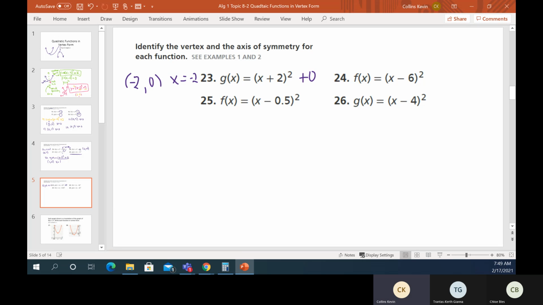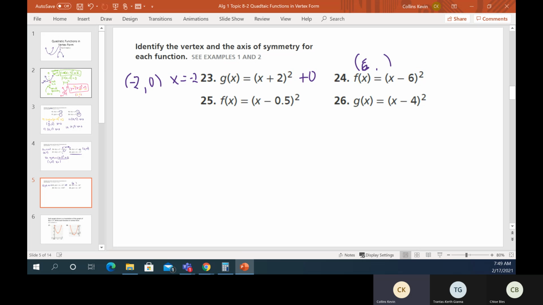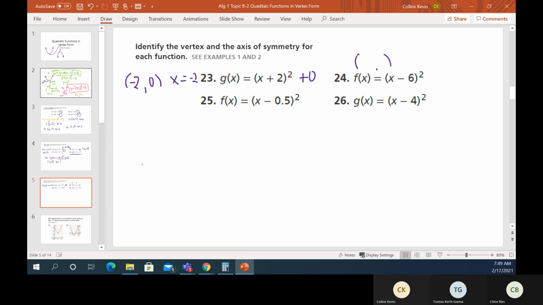All right, so 24. What's our vertex on this guy? Yeah, 6, 0. Let's fix that up. Let's change colors too, why not? So this will be 6 and 0. Good. And then x equals 6. Perfect. Somebody's onto this thing.